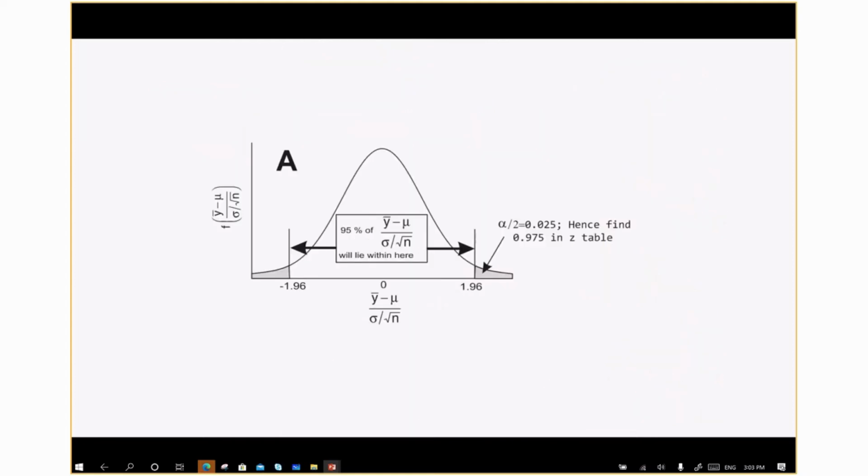So let's put the ideas of the last two slides together. Remember, we said that Y bar minus mu over sigma divided by root n has a standard normal distribution. What we have here is the standard normal.